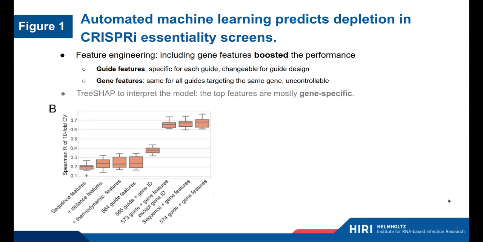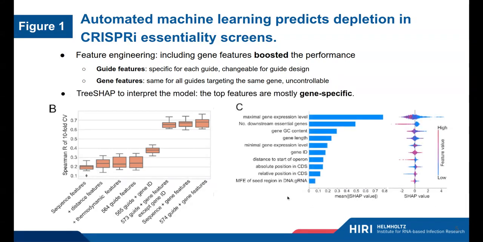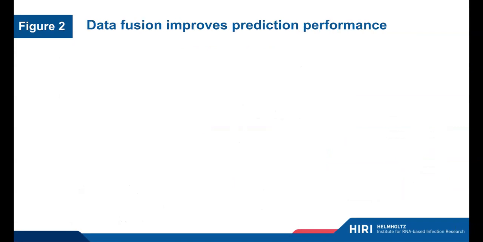Next, we used SHAP to explain the best performing random forest model. Of note, the top features are mostly gene-specific. After we found that automated machine learning can rapidly produce predictive models of CRISPRi guide depletion, we next asked whether the size of our dataset was limiting the accuracy of our predictions.